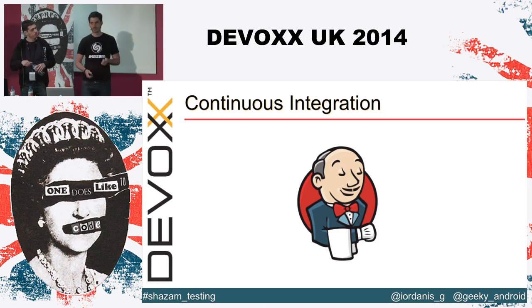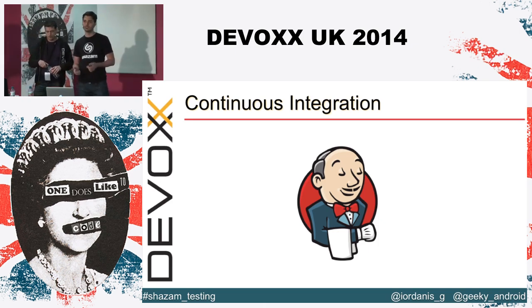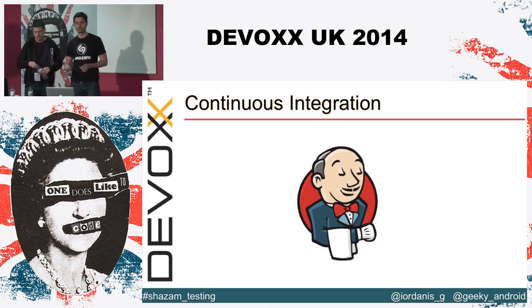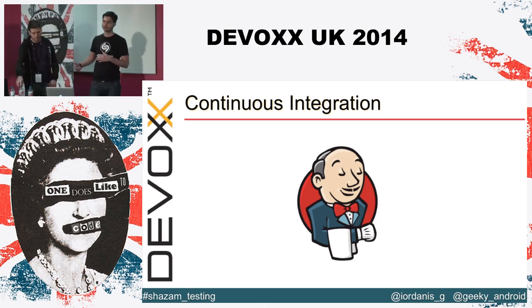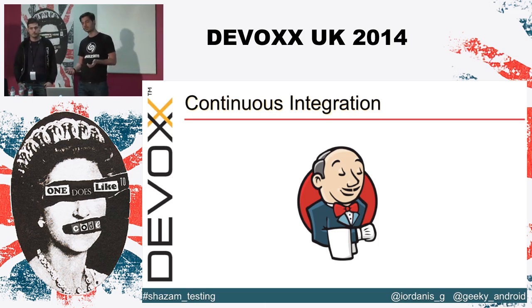Another part of continuous integration is that we also have internal continuous distribution. So our registered colleagues can get the latest stable build straight away, about half an hour after we've built it. So that helps us talk to colleagues and see what they think about the app and interact with it.